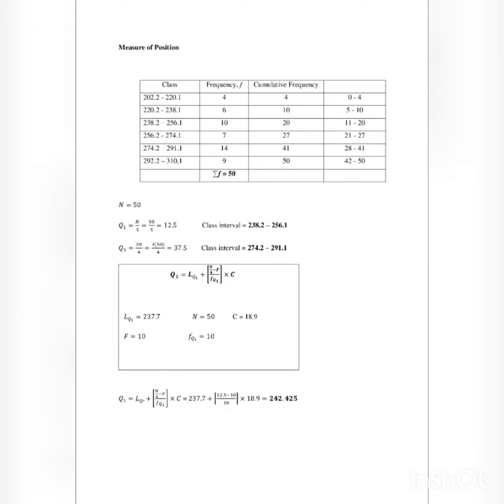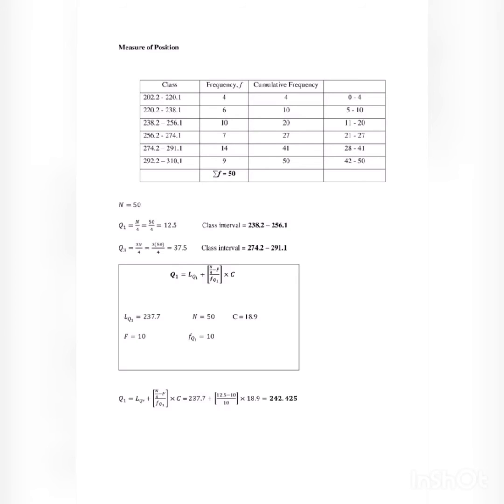Lastly, measure of position. We create the table which has class, frequency and cumulative frequency. n refers to the number of samples, which is 50. To find Q1, it is n over 4 and we get 12.5, and the class interval is 238.2 until 256.1. The formula for Q3 is 3 times n divided by 4 and we get 37.5, and the class interval is 274.2 until 291.9.